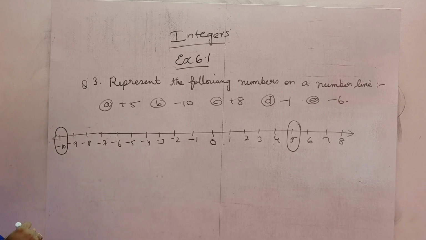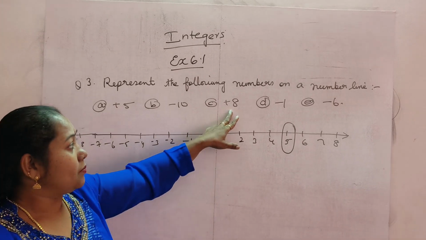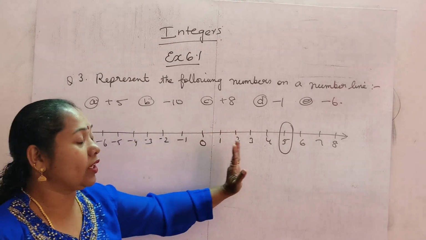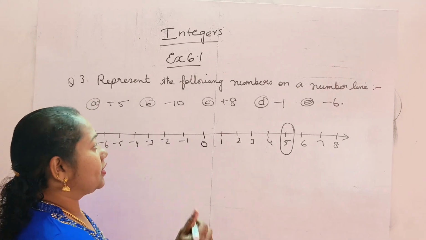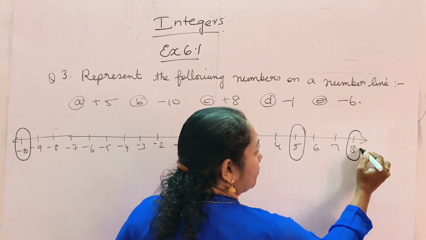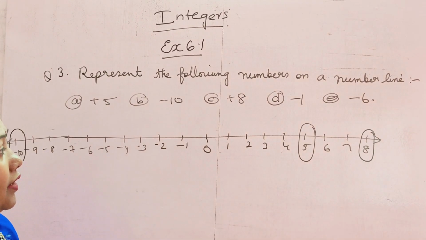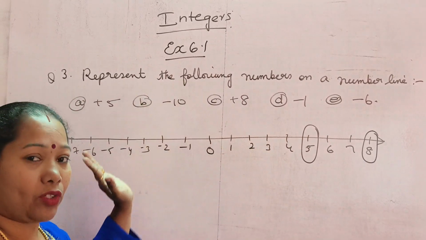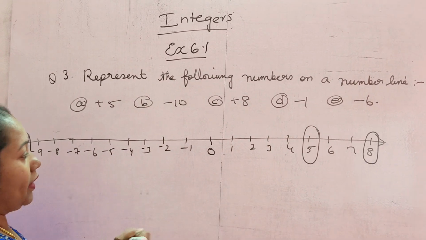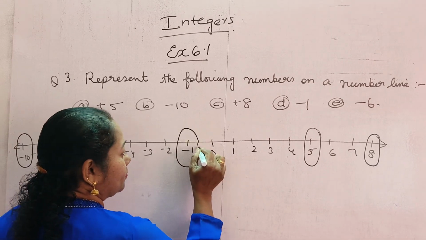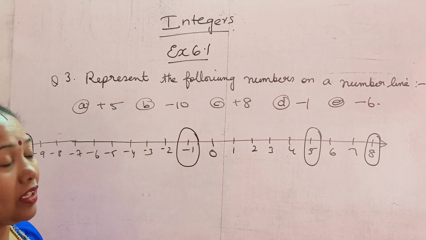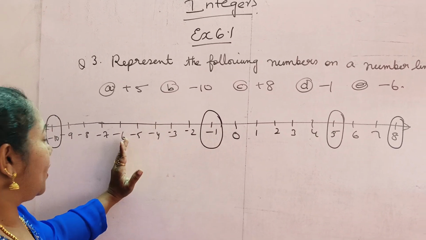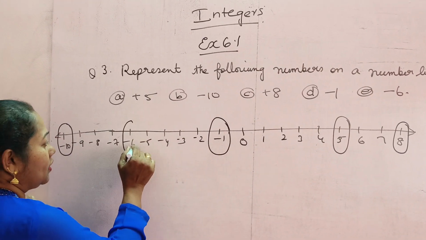We have to represent this number. Next number is plus 8. Plus 8 means positive. That will be to the right of 0. It is here. Plus 8. Now, next number is minus 1. Minus 1 will be to the left of 0. That is, minus 1 is here. And minus 6. That also will be left of 0. Where is it? Here. So, we have to represent like this.